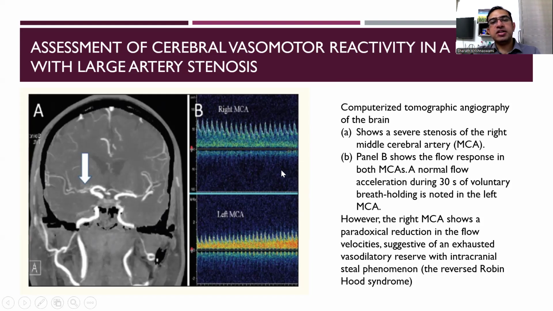Robin Hood phenomenon generally means the redirection of blood flow from an area which receives more blood to an area which receives less blood. A reverse Robin Hood syndrome shows a redirection of blood flow from the area which receives less blood flow to the area that receives more blood flow. So this reverse Robin Hood syndrome is seen in the patient who has stenosis of the middle cerebral artery, and that is something that is not favorable to the general condition of the patient.